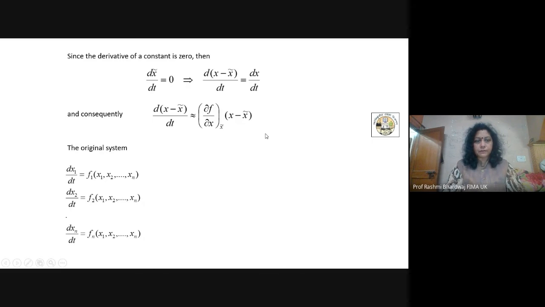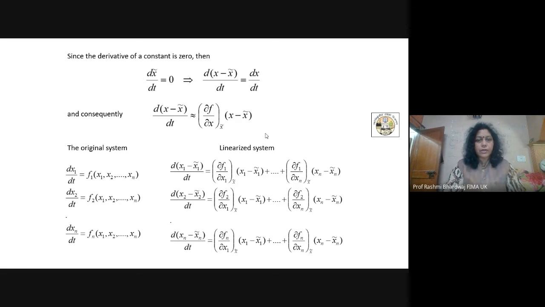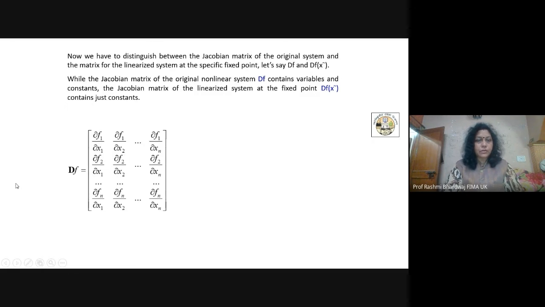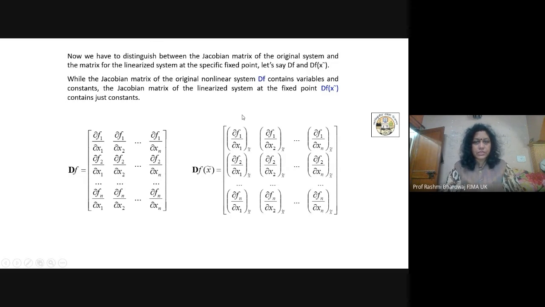This is your original system, and the linearized system of this one is del f1 by del x1 at this point plus all these terms up to del fn, like this. Now you create the Jacobian of this: del f1 by del x1, del f1 by del x2, and del f1 by del xn. Yesterday we discussed this Jacobian, which gives you the value of the nonlinear system as df at x bar. Now we calculate it at that equilibrium point, so the system at that equilibrium point gives you the value.